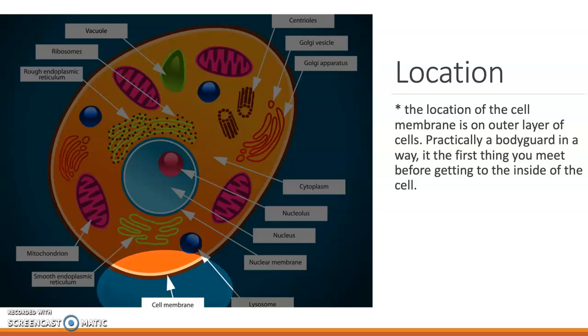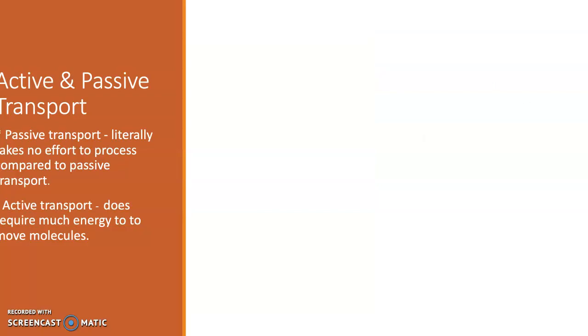And I'm going to be talking about those two kinds of actions it takes when letting certain things inside the cell. And those things are called active and passive transport. Passive transport literally takes no effort to come in and out of the cell membrane. Active transport does require much energy to be able to move certain molecules and nutrients through the cell membrane.